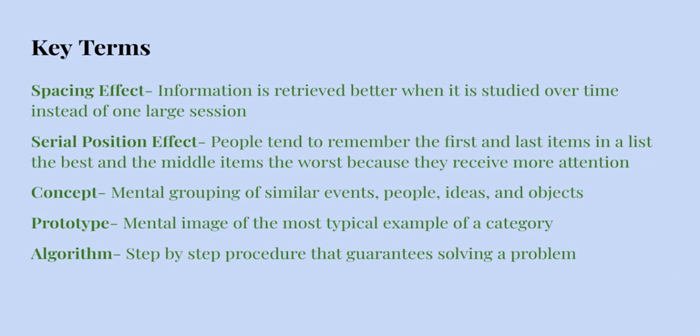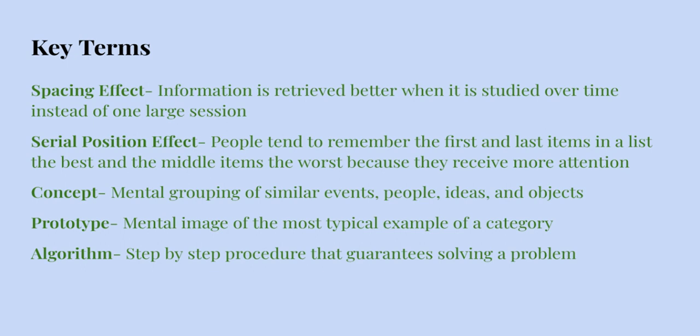Some other key terms for this unit: the spacing effect is when information is retrieved better when it is studied over time instead of one large session. The serial position effect is that people tend to remember the first and last items in a list the best and the middle items the worst because the first and last items receive more attention.